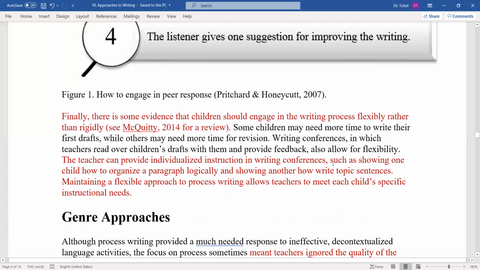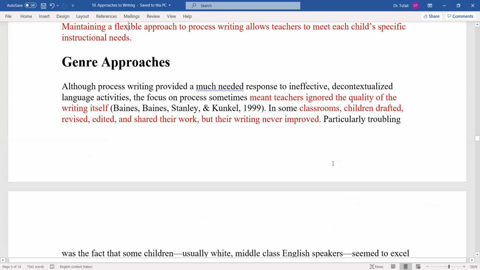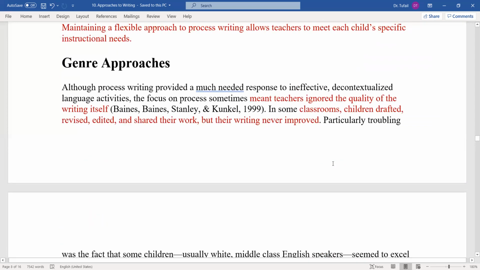But finally, as I already mentioned, process writing is very effective for learners who are good at writing, but for struggling writers it becomes difficult. So finally, we switch to genre writing. Although process writing provided a much-needed response to ineffective decontextualized language activities, the focus on process sometimes meant teachers ignored the quality of the writing itself.